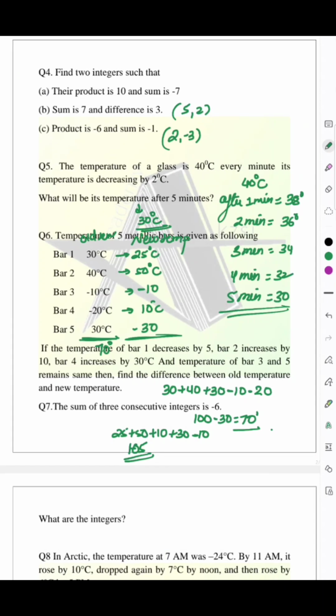Now it says find the difference between the old temperature and the new temperature. Difference always has to be positive. That means whenever you read the word difference, it's obvious that you have to subtract the smaller from the bigger one. So it would be 105 minus 70. That will give me 35 degrees, and that's the difference in temperature.